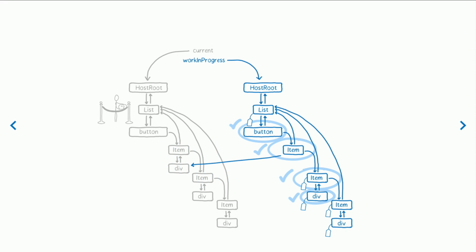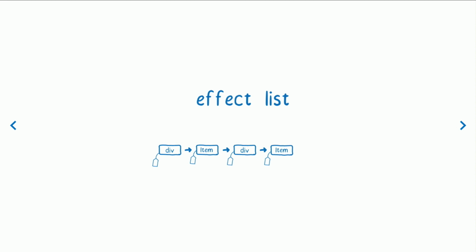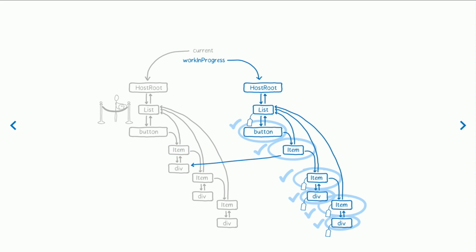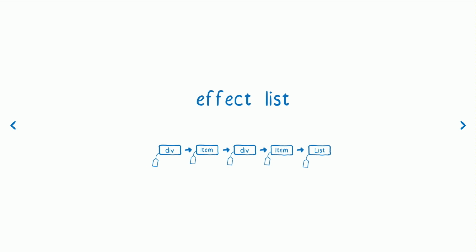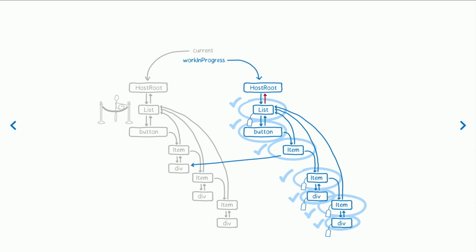The last 2 units of work are finished in the same way. They get their tags, and they're added to the effect list. And that completes all of the units of work below list. So now complete can be called on list. And this means that list moves everything up into its parent's effect list and also adds itself to the end. Finally, when the list is completed, it can complete its parent, the host root.